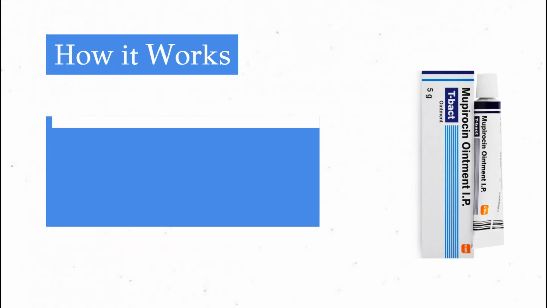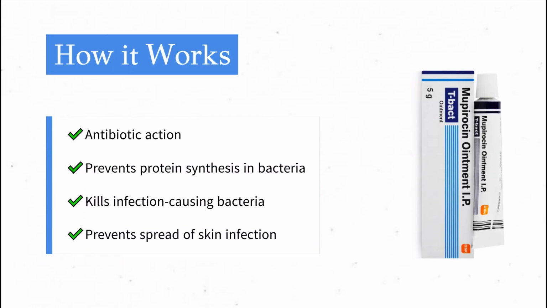How it works. T-BACT ointment is an antibiotic that kills bacteria responsible for skin infections. It works by preventing the synthesis of essential proteins necessary for bacterial survival. This action stops the infection from spreading further.